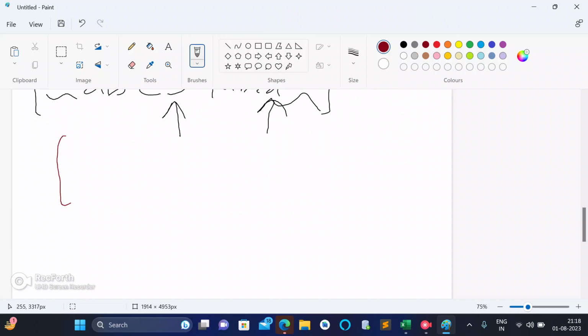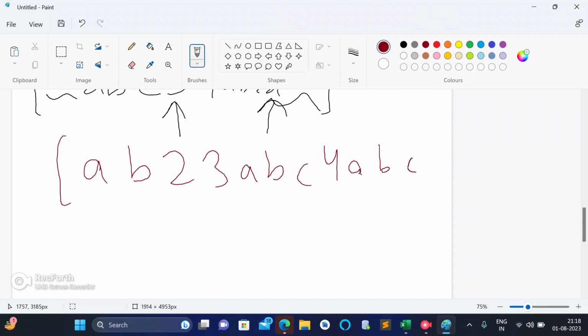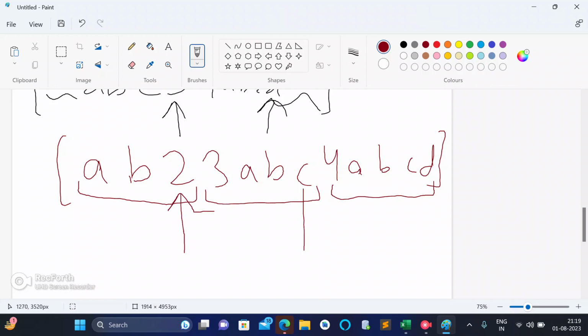So let me give you a small example related to it. Suppose my array given to me is A, B, 2, 3, A, B, C, 4, A, B, C, D. This is the first section, this is the second section, this is the third section. So my target is to make this position true, this position true, and this position true. Okay, so my target is to make all these positions true.